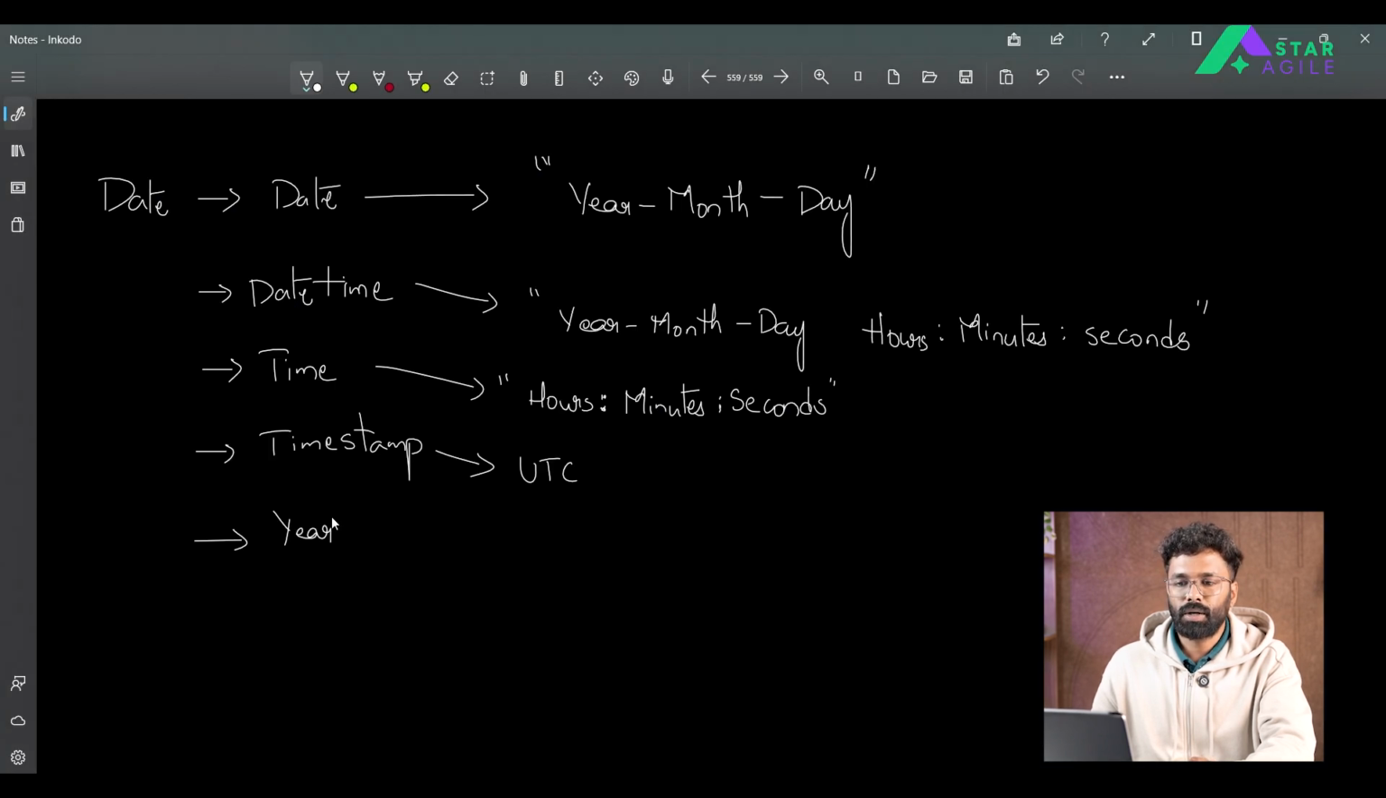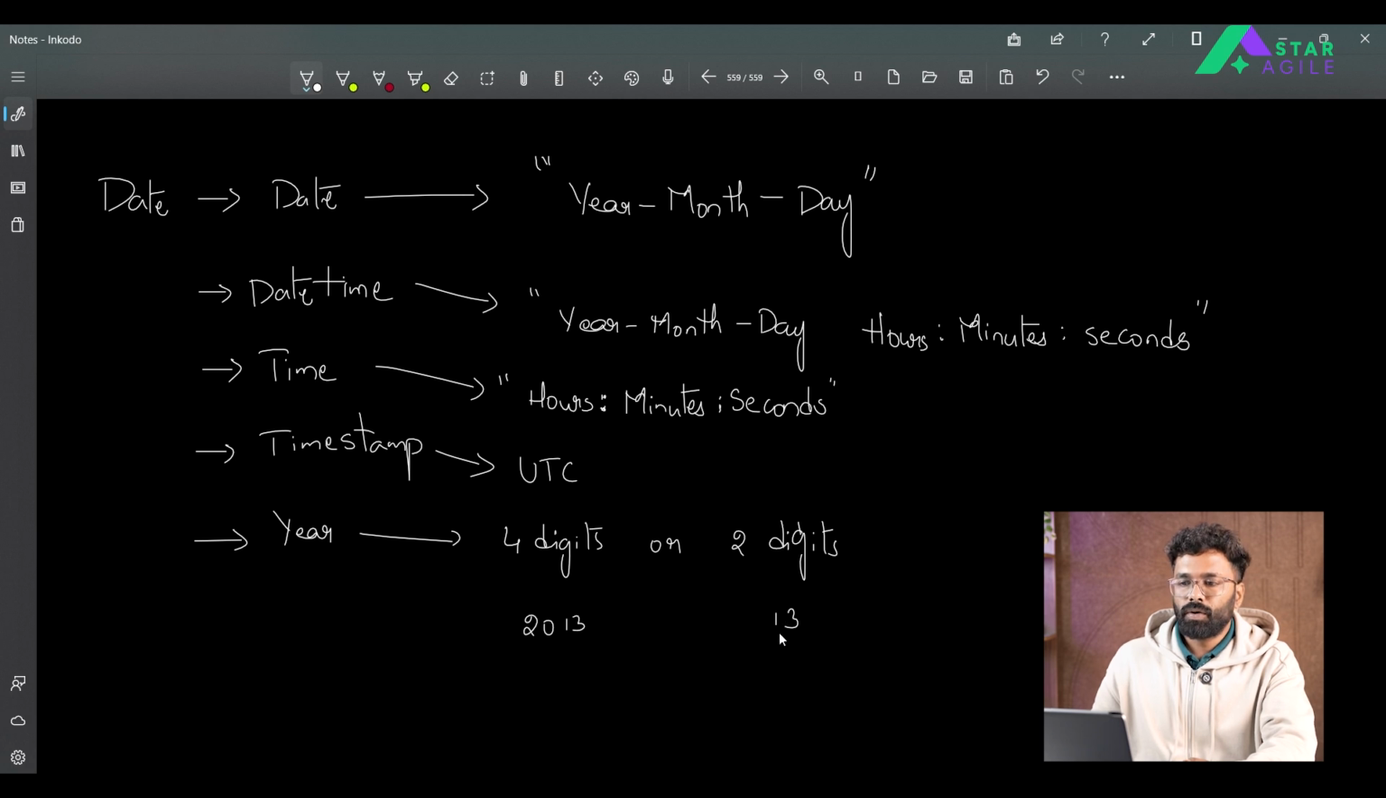That is timestamp. Next, year means basically only the year data you can insert, and this can be 4 digits or 2 digits. Like I can insert data like 2013, or I can also insert data like 13. If I'm inserting the data in 2-digit format and I say 13, it doesn't mean that I can take it as 1913.